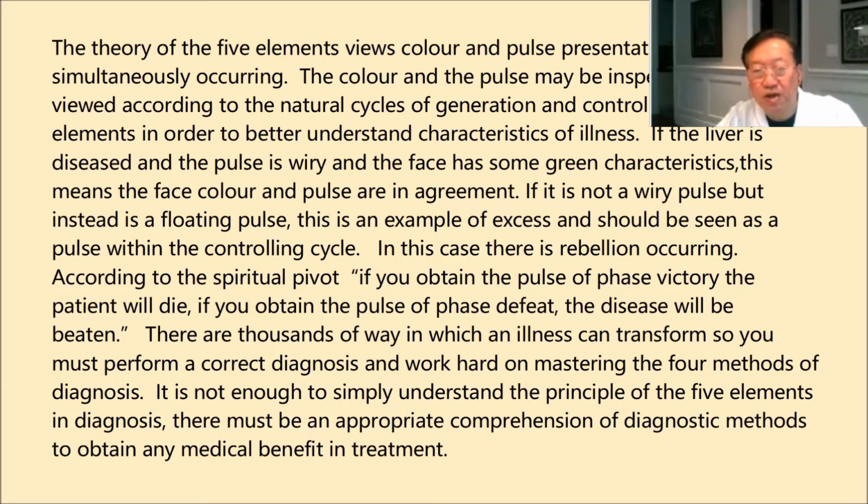If the liver is diseased and the pulse is wiry and the face has some green characteristics, this means that the face color and pulse are in agreement. If it's not a wiry pulse, but instead is a floating pulse, this is an example of excess and should be seen as a pulse within the controlling cycle. In this case, there's a rebellion occurring. According to the Spiritual Pivot, if you obtain the pulse of phase victory, the patient will die. If you obtain the pulse of phase defeat, the disease will be beaten.